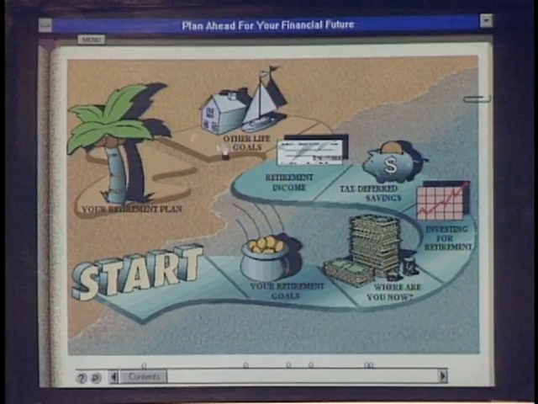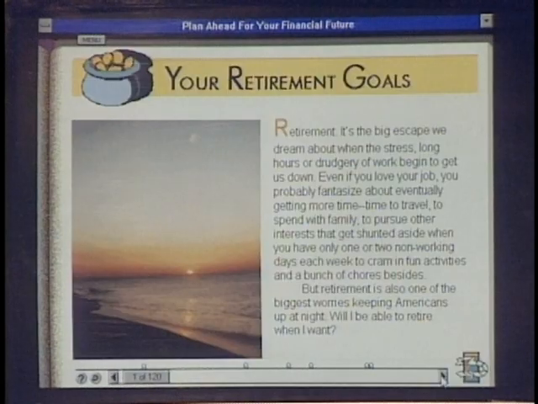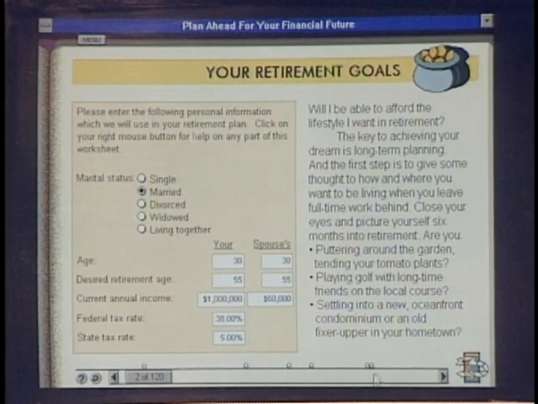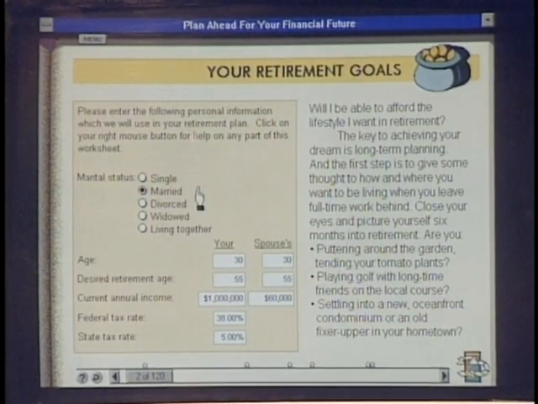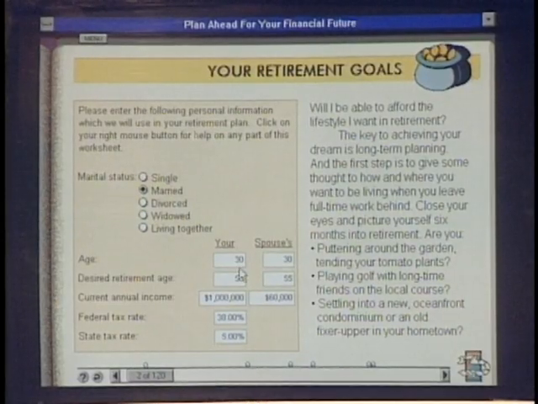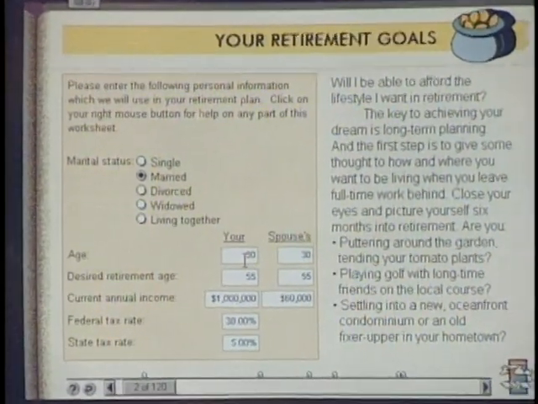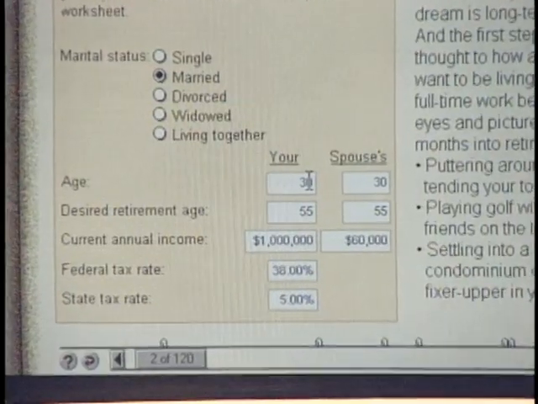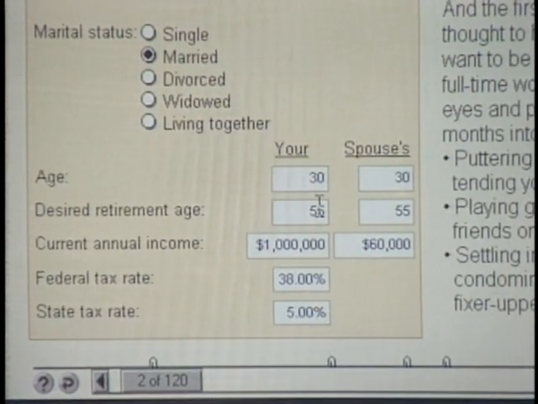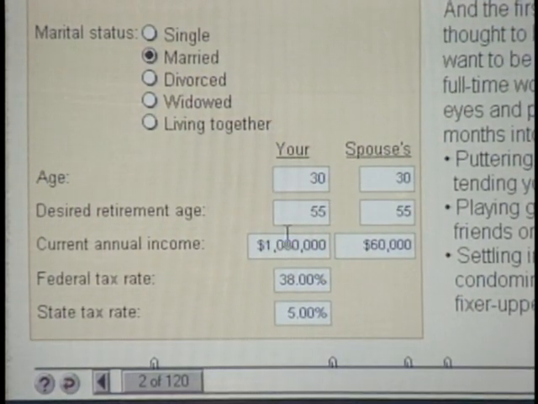Okay. The product is organized in the form of a book. So you simply turn pages to read about retirement topics and enter that information that you're talking about. So for example, here I've entered information about you. Well, theoretically about me, okay? Exactly. All right, we've got somebody who's 30 years old, wants to retire at 55, is making $1 million a year, etc.